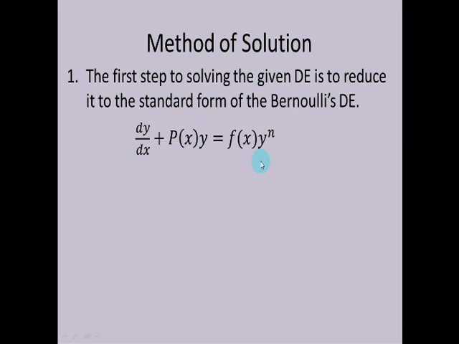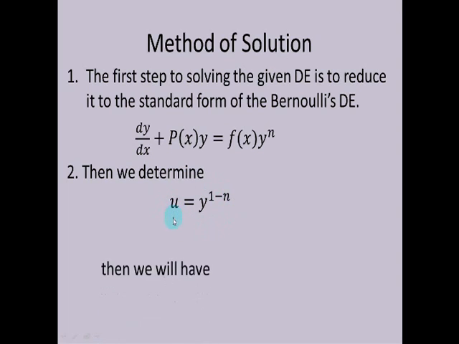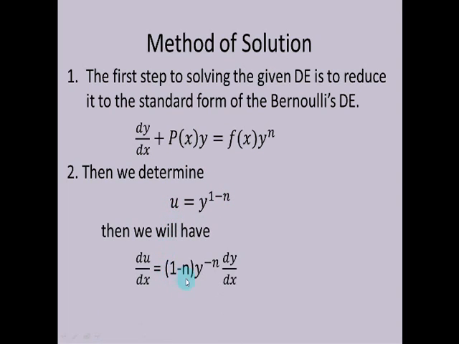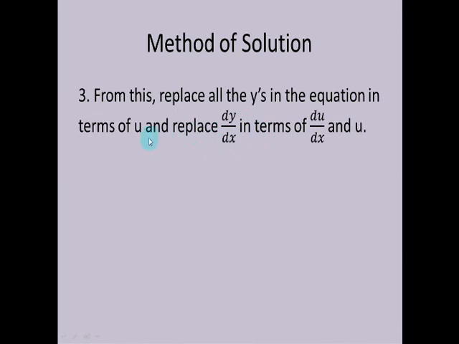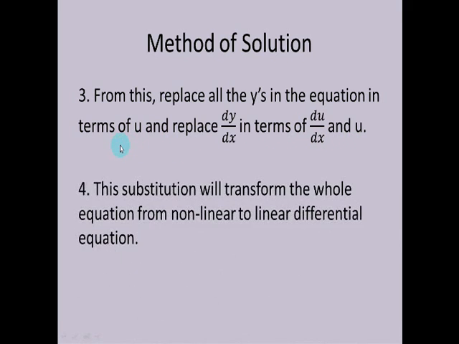So after expressing it in the standard form, we can now determine u, which is equal to y to the 1 minus n, and taking the first derivative of this equation, we get du over dx is equal to 1 minus n y to the negative n dy over dx. So we can use these two equations to replace all the y's in the equation in terms of u, and replace dy dx in terms of du over dx and u. After replacing that, the equation will be transformed from a nonlinear to a linear differential equation, and after getting the linear form, we can use an integrating factor to solve for the function.